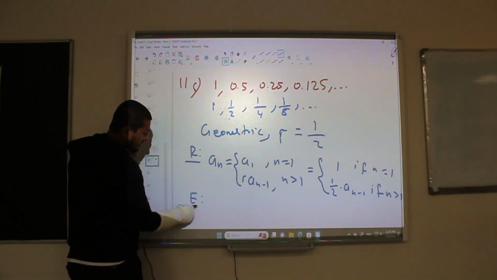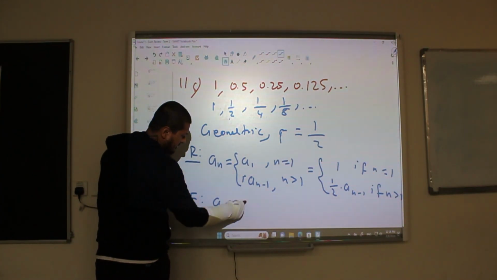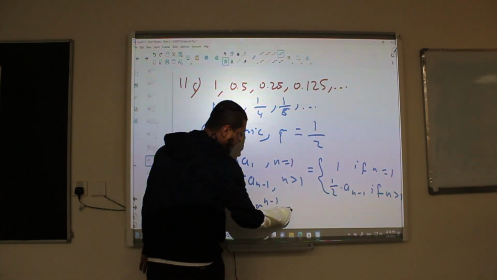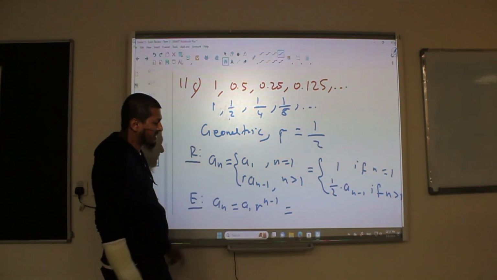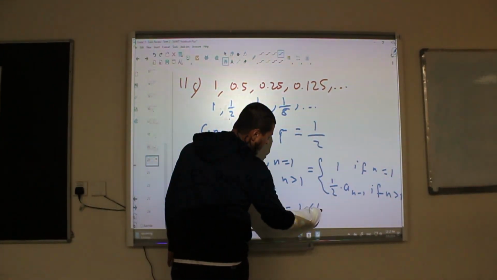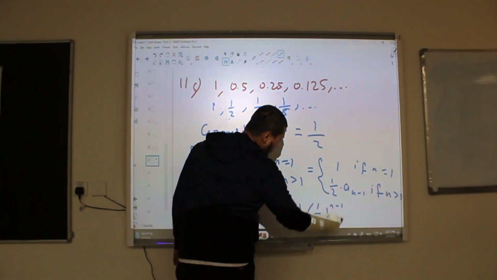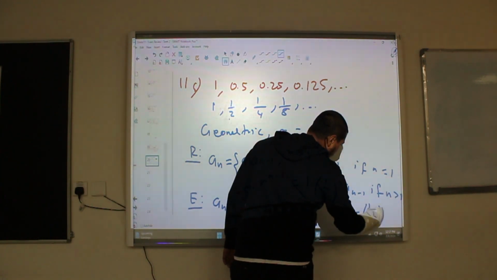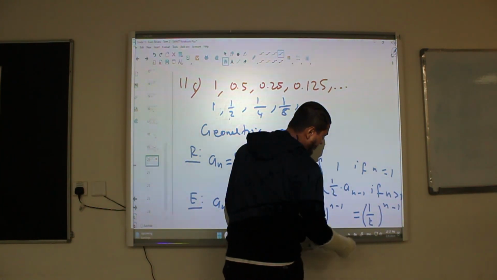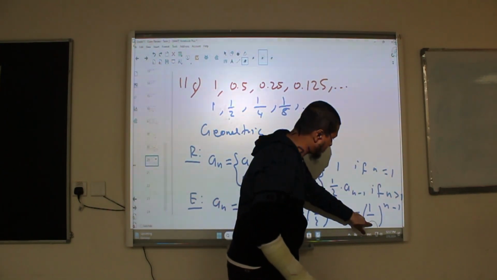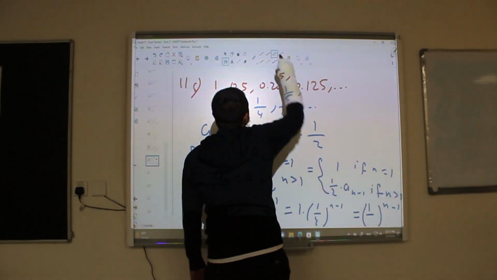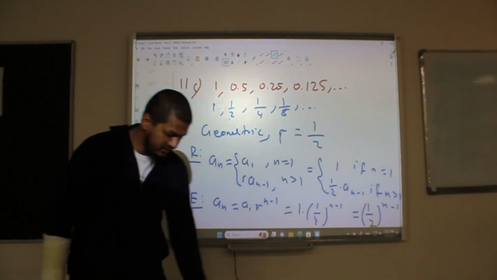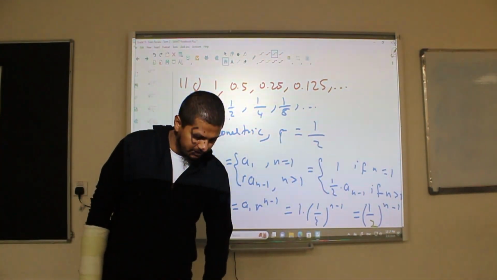The explicit formula is a_n equals a_1 r to the power n minus 1. a_1 is basically 1, so I'll just give 1 times everything, right? r is half, to the power n minus 1. So it's just half to the power n minus 1. I hope you're listening to that. So that completes number 12. Number 13.